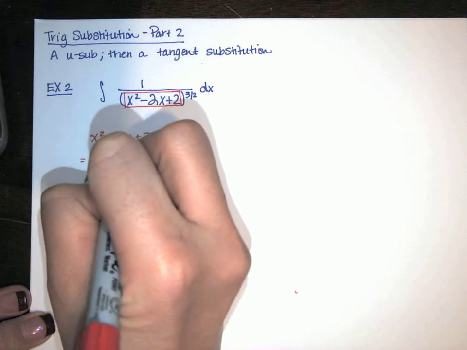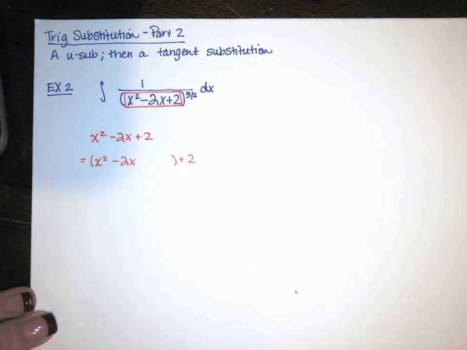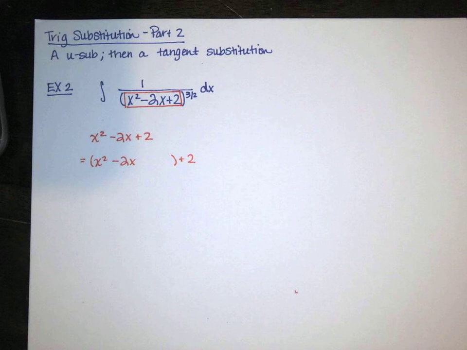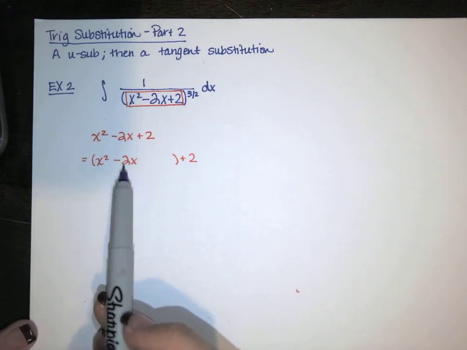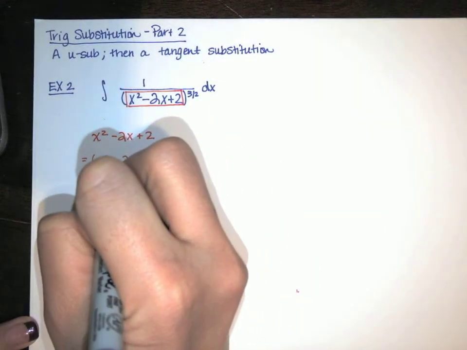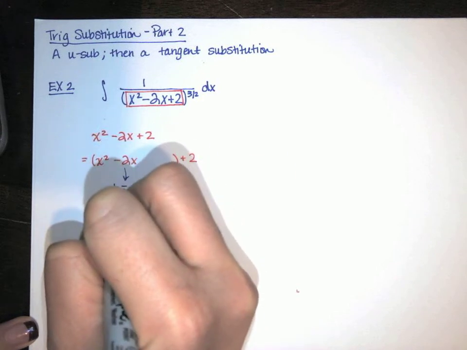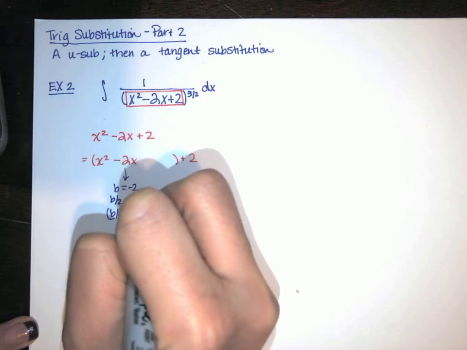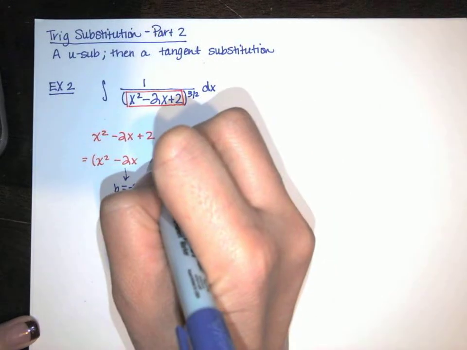So I'm just going to leave some space beyond the 2x to complete the square. And I'm going to leave that plus 2 over there. So once you've got a 1 in front of your x squared, the number in front of the x is called b. Take half of that and square it. That's what you're going to add to complete the square.